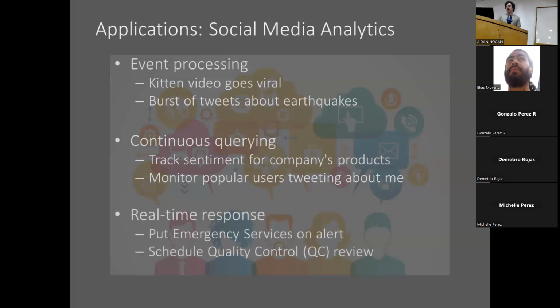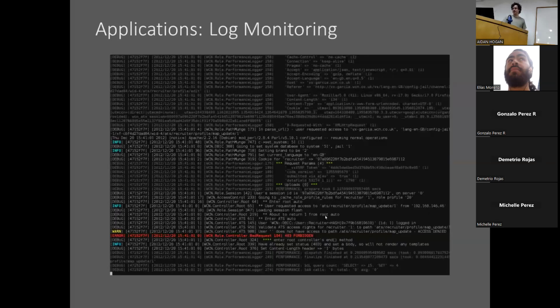Real-time response might be, in the earthquake scenario, for example, to let the emergency services know that lots of people are tweeting about the earthquakes. We might want to schedule a quality control review if our product is getting very negative messages on Twitter and so forth. A very common application that we will see more in the computer science area is log monitoring.